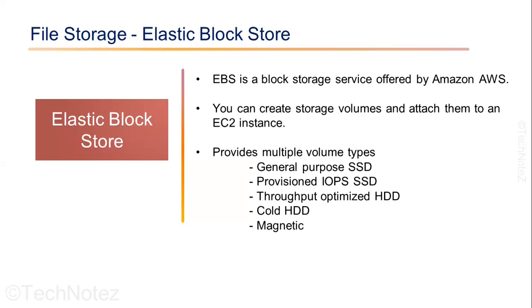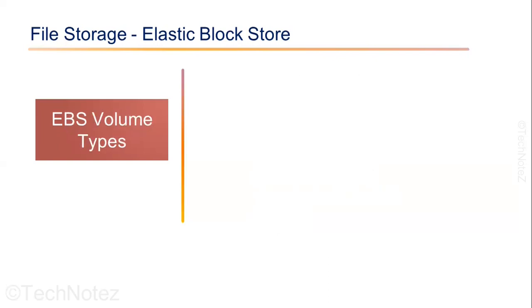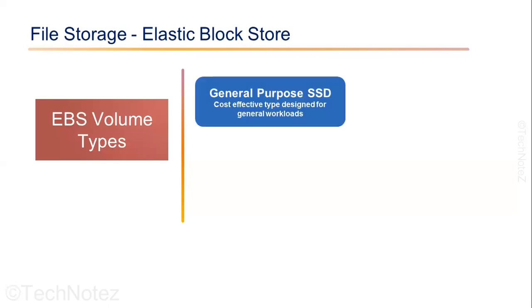EBS also provides features such as encryption, snapshots, and the ability to increase the size of a volume, which makes it a useful service for many types of applications and use cases. EBS offers different types of volumes such as general purpose SSD. General purpose SSD is a storage volume type provided by AWS. It is designed to provide a balance of performance and cost for a broad range of workloads.